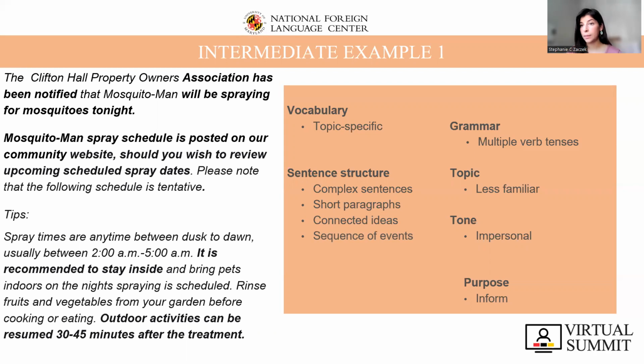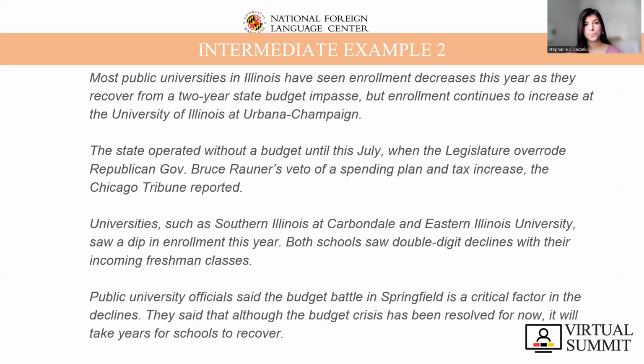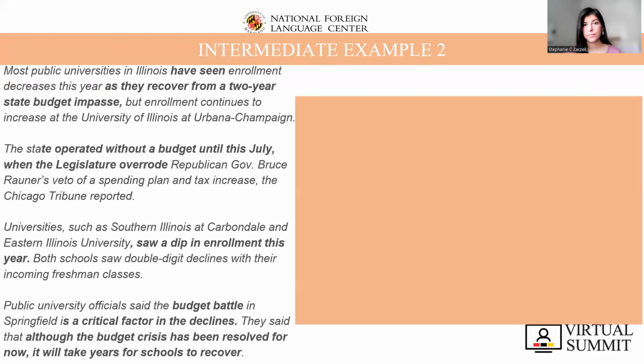Once learners are able to handle a level of detail in basic intermediate passages, including understanding at the paragraph level, you can start to introduce advanced level concepts. Let's move on to our second example so that we can see how to do this. Again, feel free to pause this video so that you can read through this passage. Like our first example, this is an impersonal report presenting topic-specific information on a less familiar topic.